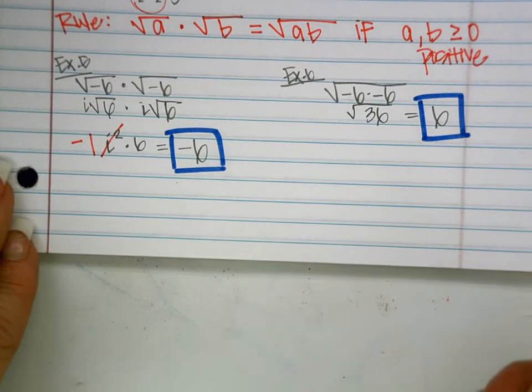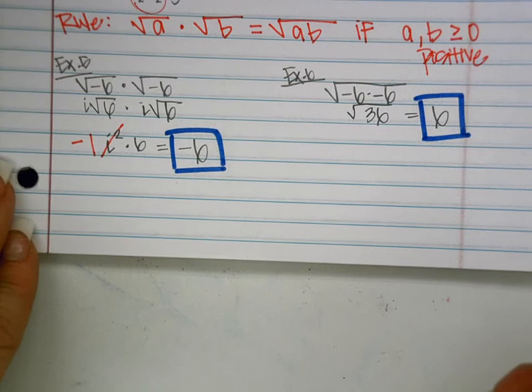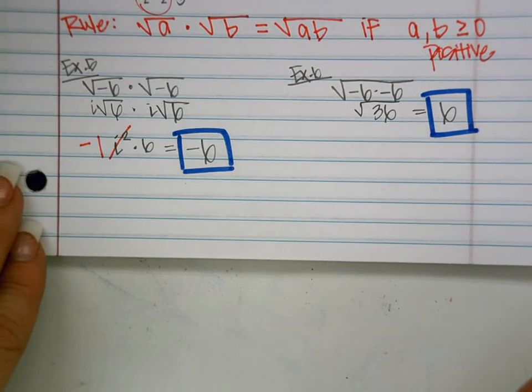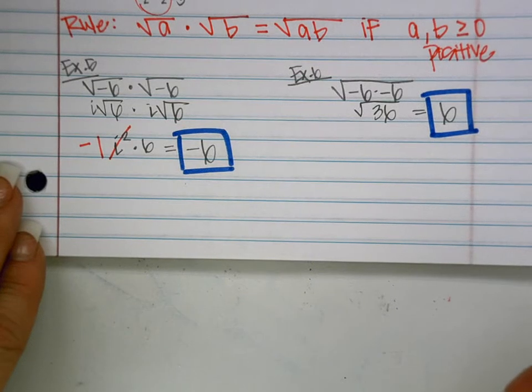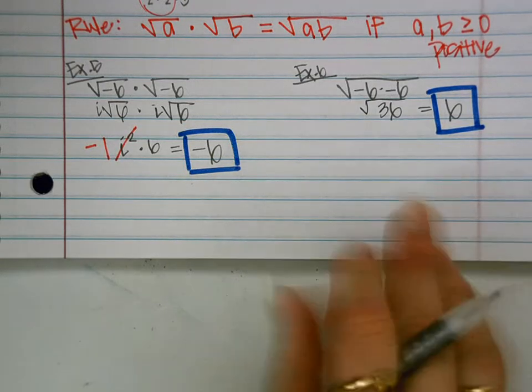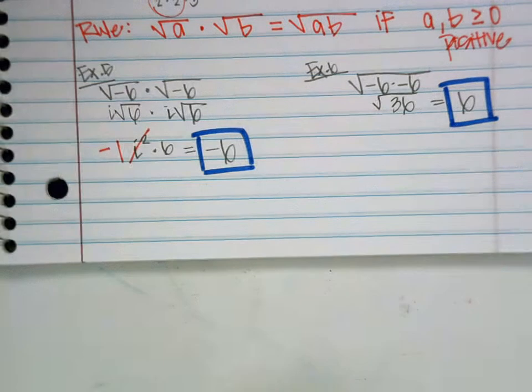Yes? You said that I is negative 1, right? No, excuse me, the square root of negative 1 is equal to I. I squared equals negative 1. Got the distinction? You had them a little bit backwards. Make sure that you understand the difference between these two, because there's a pretty big difference.